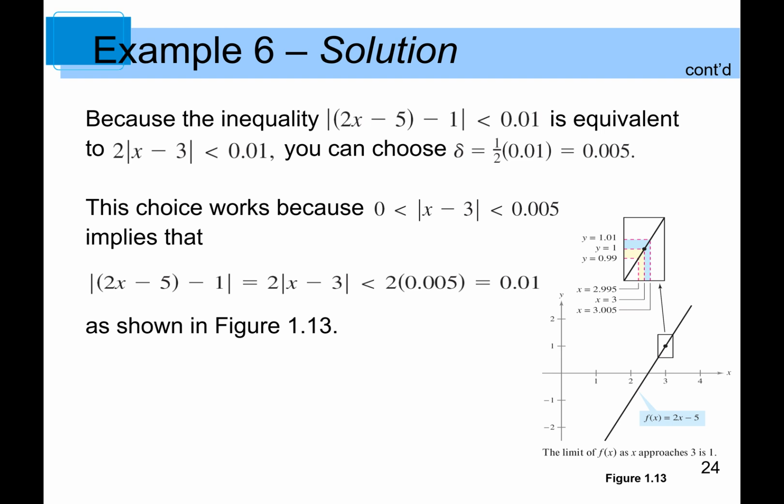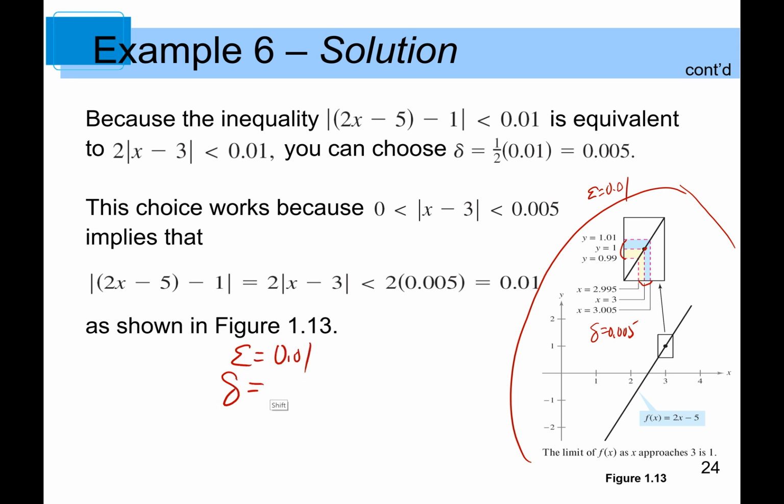Graphically speaking, as you can see, this is the graph for this. So at this particular point, in this case epsilon is 0.01 and the delta is 0.005. So for this tiny little interval yields that tiny little interval for the limit. So that's why the epsilon is 0.01 and delta is half of that, 0.005.